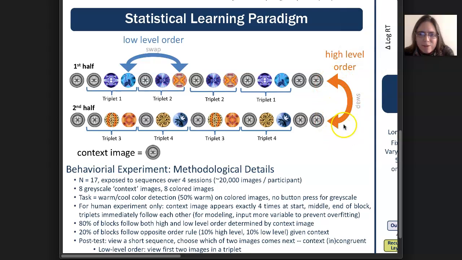Again, there are 2 different high level orders. So we have 2 low level orders and 2 high level orders, so 4 different conditions for each context image.